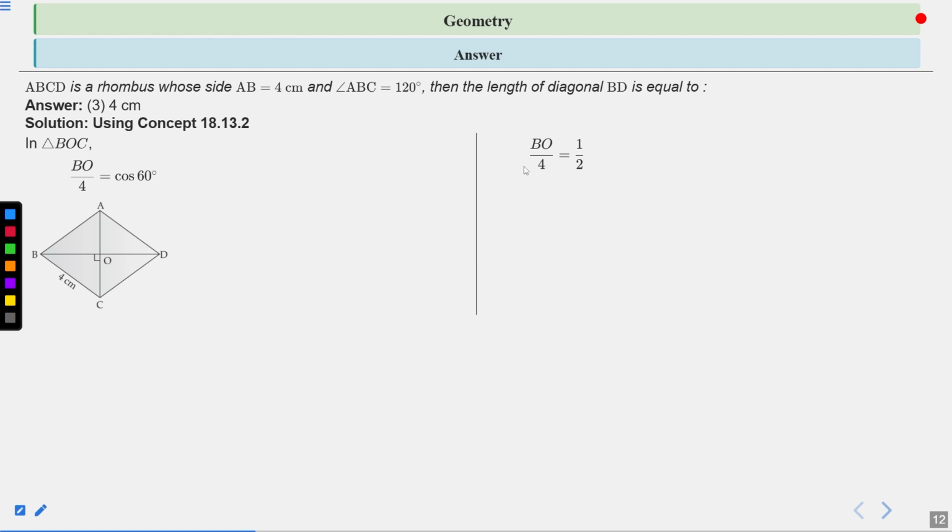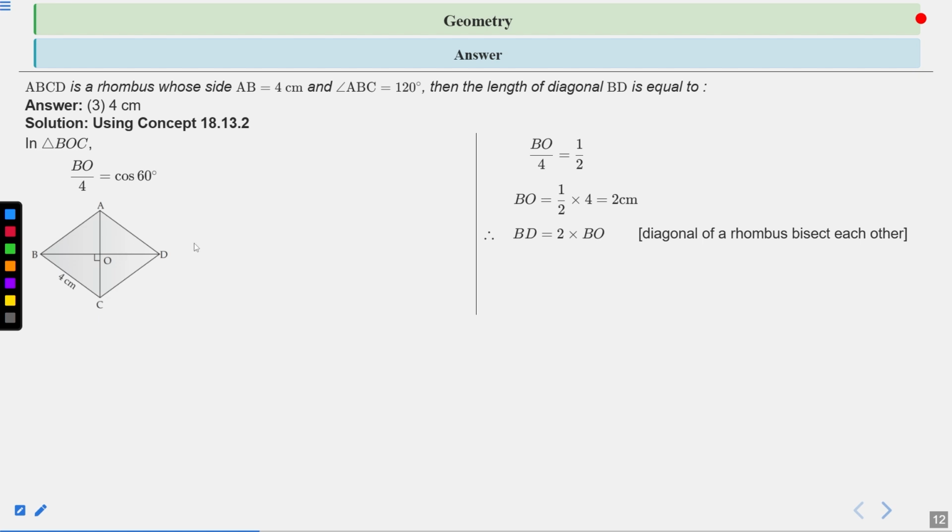So BO upon 4 equals cos 60, which will become 1 by 2. We know that, so we can calculate BO. We get the length of BO as 1 by 2 into 4, which is 2 centimeters. Now we have the length of BO, which is 2 centimeters.